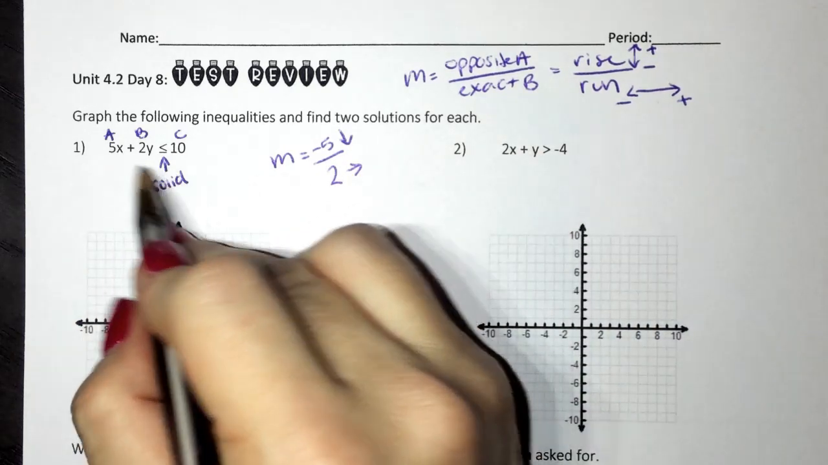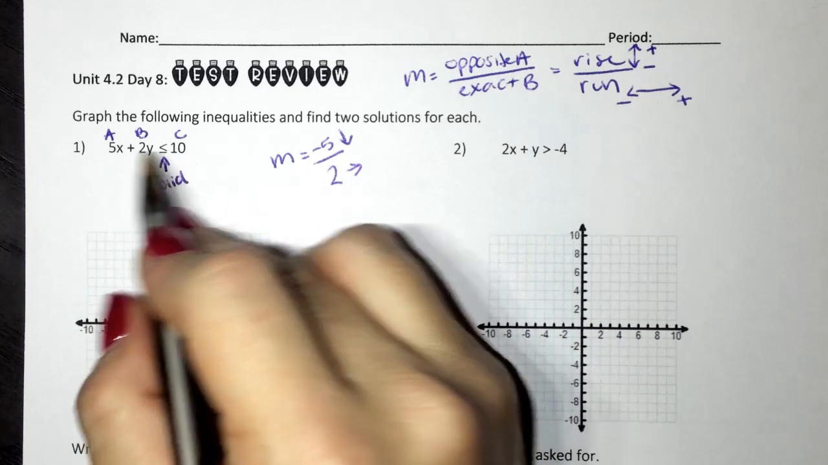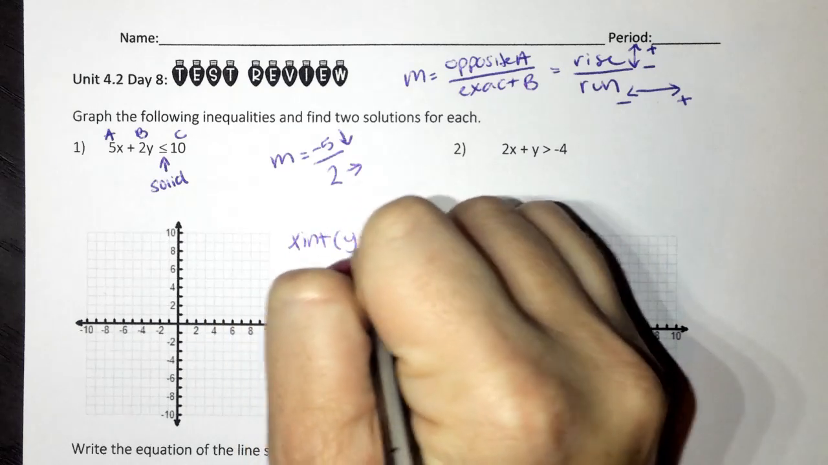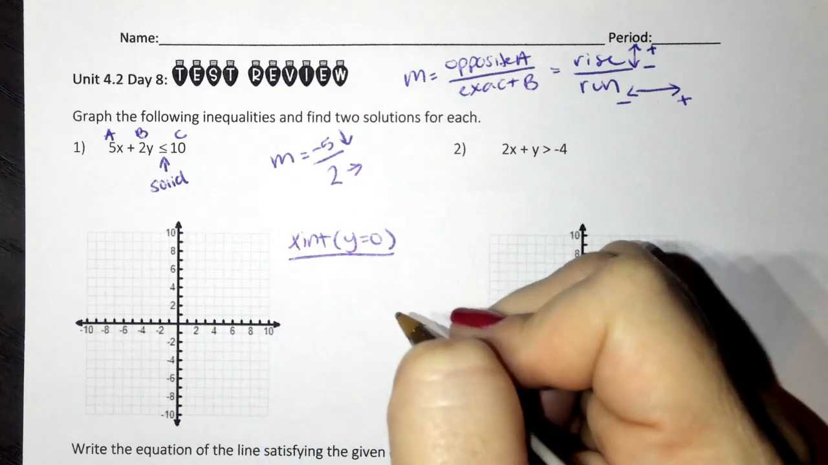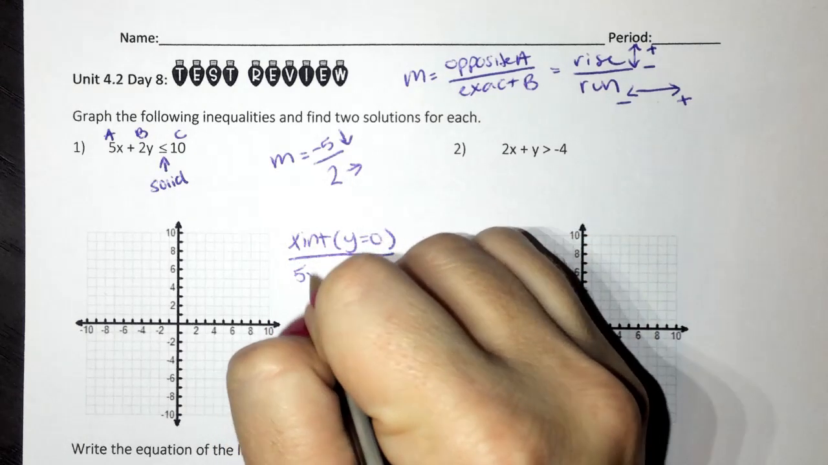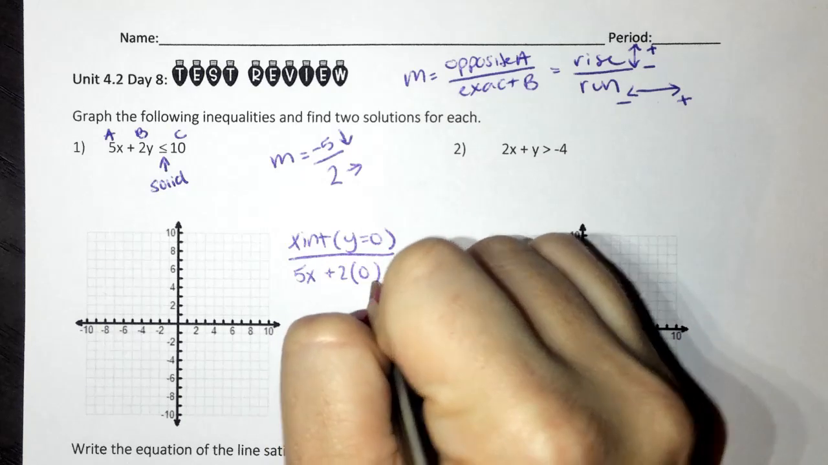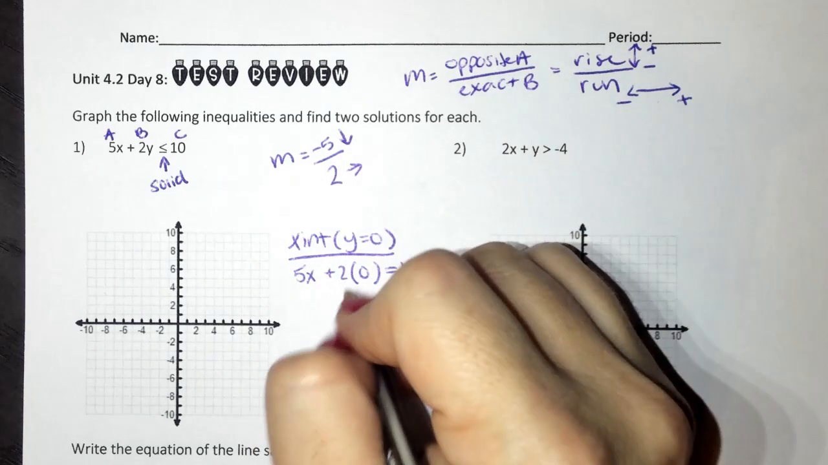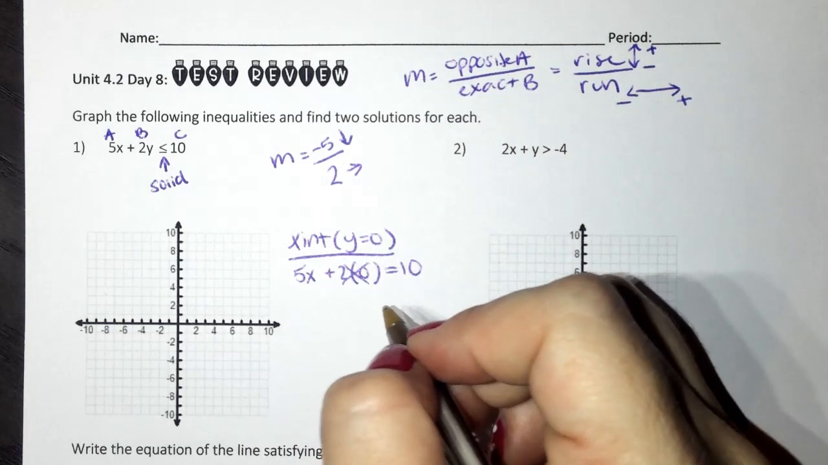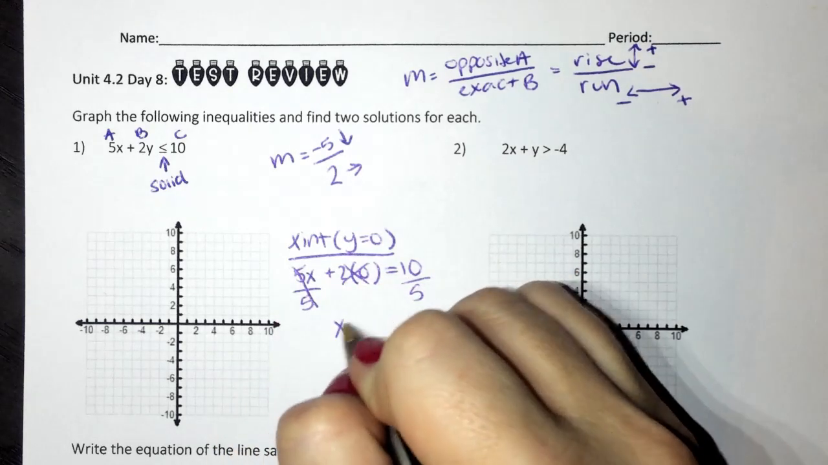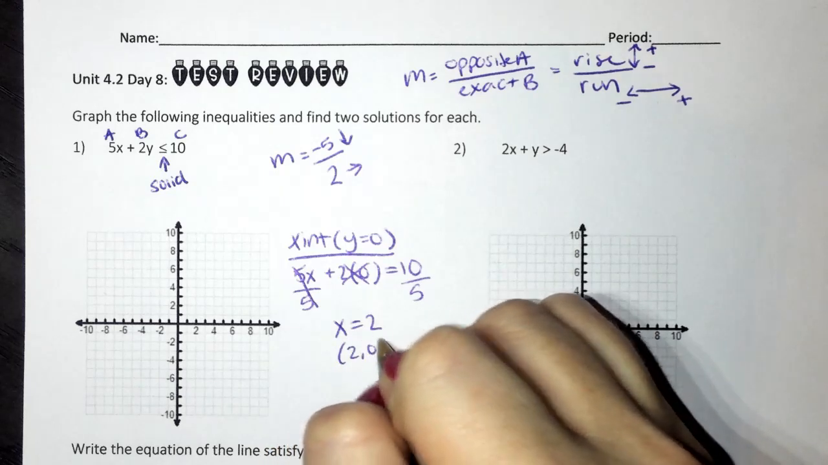Okay, it doesn't matter which one I find because X goes into it, and 5 goes into it and 2 goes into it. So we can find our X intercept. So we have 5x plus 2 times 0, and I'm going to use an equal sign here because I'm looking for where it's equal to draw my line. And 2 times 0 is 0, and I'm going to divide both sides by 5, and I get x equals 2. So I know my x-intercept is (2, 0).